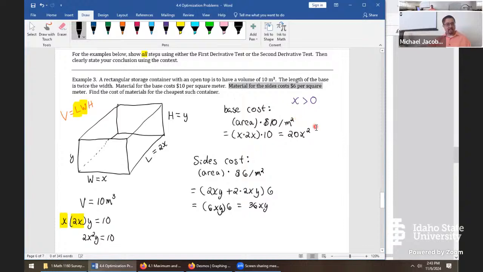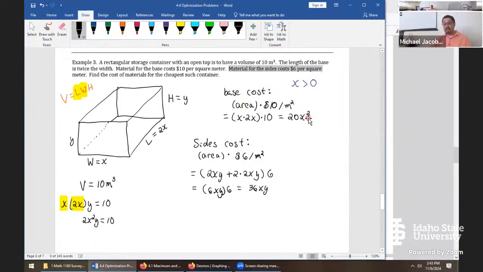Now, the base cost is great. It's just 20x squared. The thing that's great about it is it involves only one variable, x and x alone. This one's awkward because it involves 2 variables, and we have no idea how to optimize if there's more than one variable. That would involve calculus 3 methods.